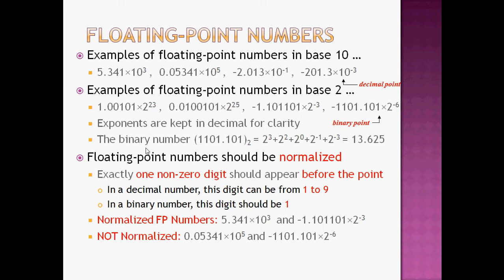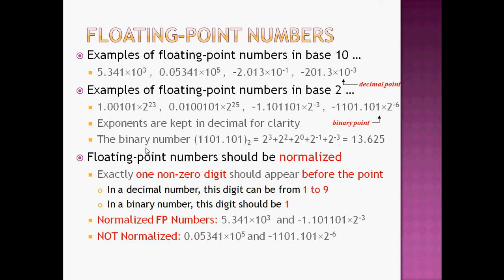The binary number 1101.101 base 2 can also be written as 2 to the power 3 plus 2 to the power 2 plus 2 to the power 0 plus 2 to the power minus 1 plus 2 to the power minus 3, which is equal to 13.625. A floating point number should be normalized. Exactly one non-zero digit should appear before the point. In a decimal number, this digit can be from 1 to 9, but in a binary number, this digit should be 1.